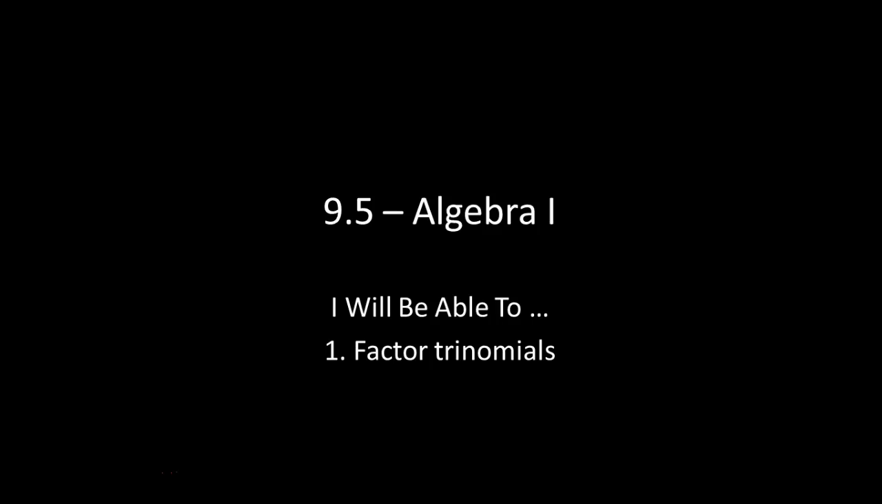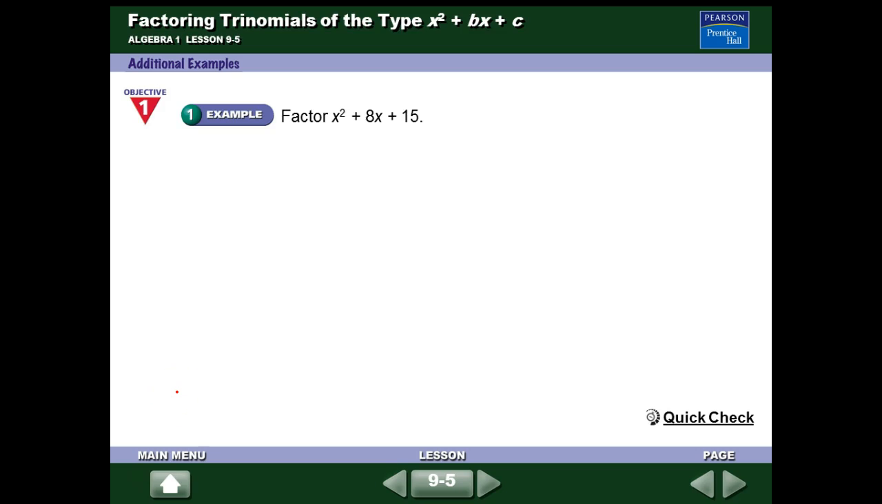Today we're working on 9.5, which is factoring trinomials of the type x squared plus bx plus c. We'll be able to factor a couple different types of trinomials when we are done with this. Okay, so the first thing we are looking at is x squared plus 8x plus 15. And you will notice this follows the x squared plus bx plus c.